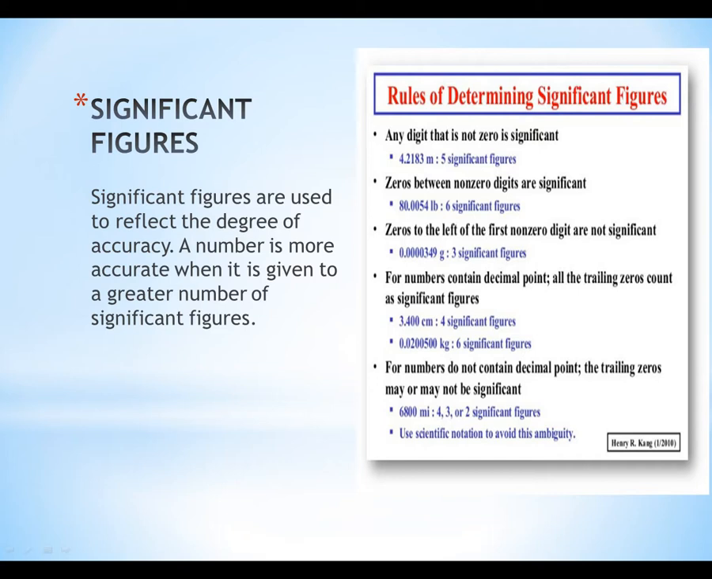So we can say there are 4, 3 or 2 significant figures, but it depends on the condition. If he says to find the significant figures at the 10th place, so this is the 10th place, and the next numbers will not be significant, but this 0 will be significant. So here should be 3 significant figures.